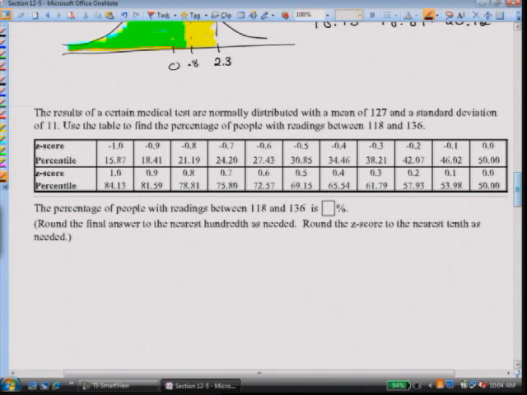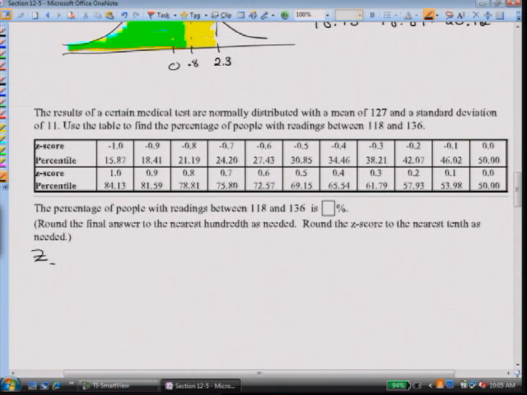Now, the beauty of the calculator is that you don't. Remember, it goes comma mean, comma standard deviation, so you can actually just go 118, comma 136, comma 127, comma 11, and you're done. But if you're doing it by hand, you've got to use the tables. So it just kind of depends on how you want to approach it.